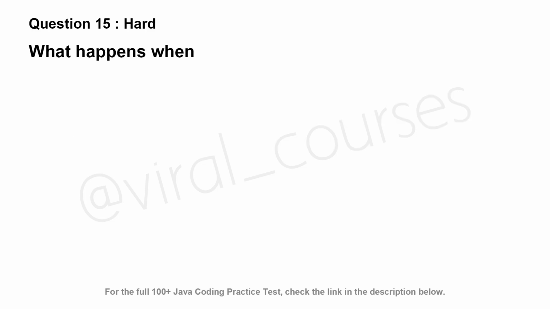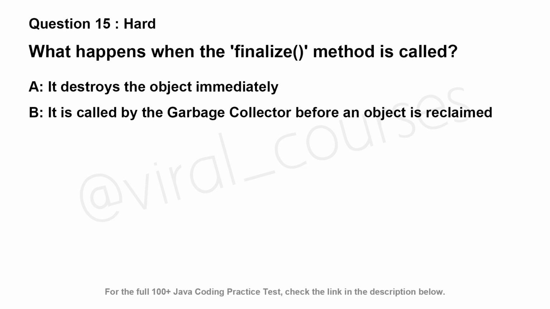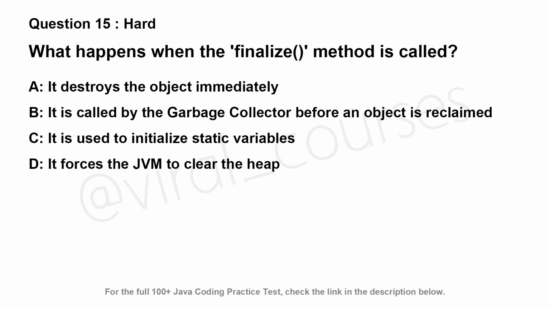What happens when the finalize method is called? Option A, it destroys the object immediately. Option B, it is called by the garbage collector before an object is reclaimed. Option C, it is used to initialize static variables. Option D, it forces the JVM to clear the heap.